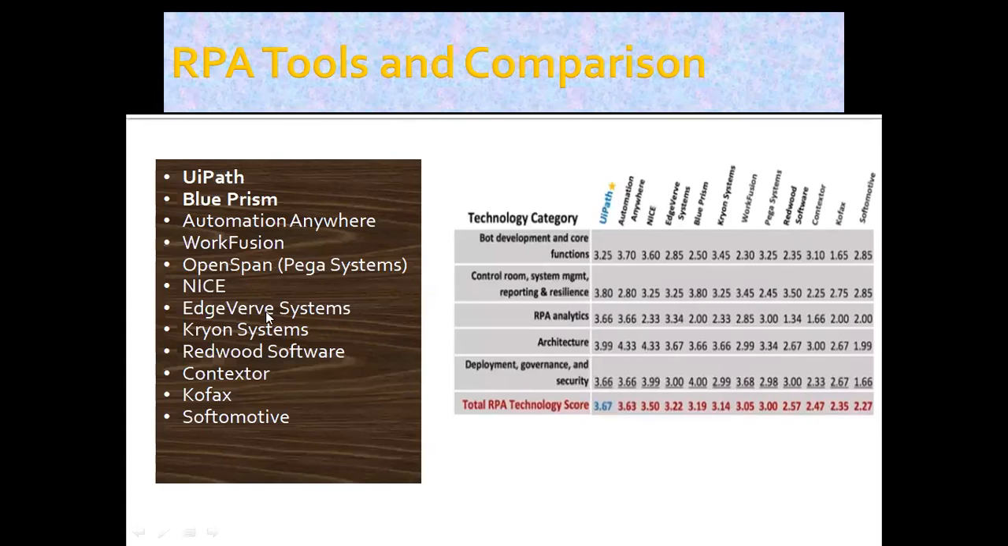Okay, and the other tools are like Nice Edgeware systems, Kryon systems, Redwood systems. There is software like Contextor, Kofax, Automotive, and there is a Tech Mahindra tool, an Accenture tool, a TCS tool. There are so many tools like that. I just kept a couple of tools here. You can concentrate on the first 5 tools. These are the highly used tools in the market.